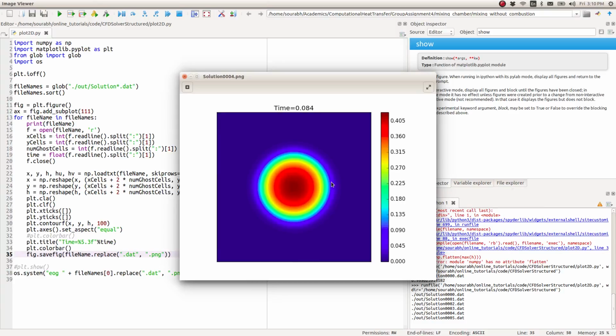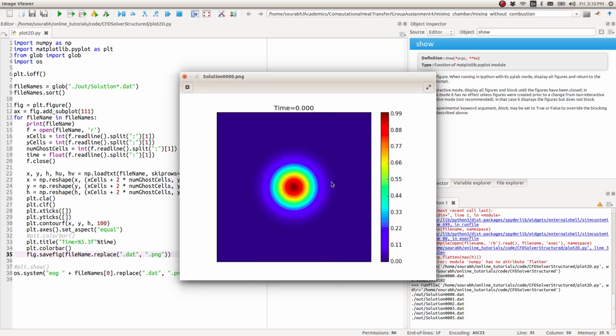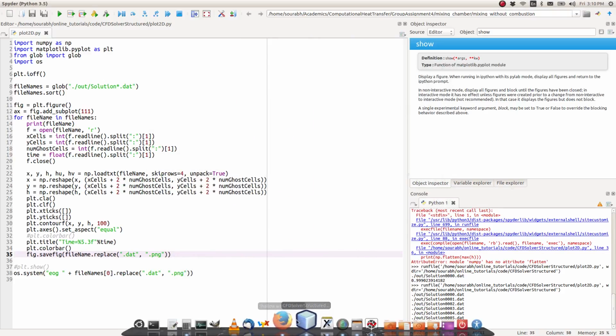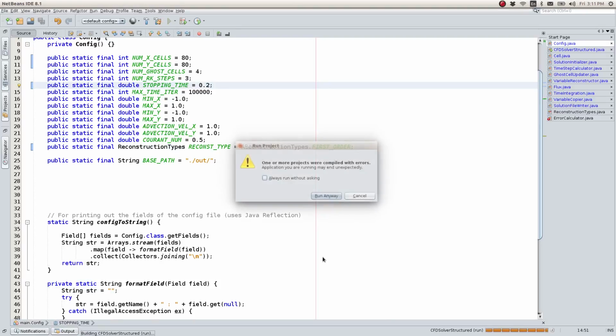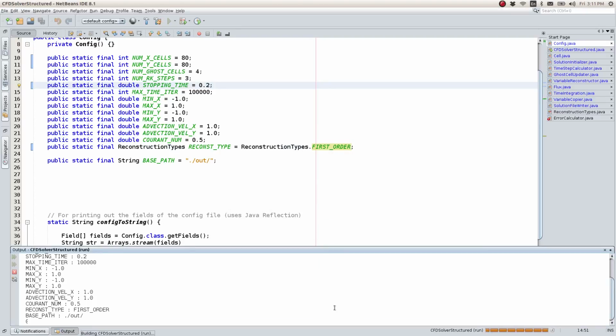Oh wow, something is happening. That's awesome. Let's see what happens when the time progresses even further. Stopping time is 0.2. Run this, run anyway.